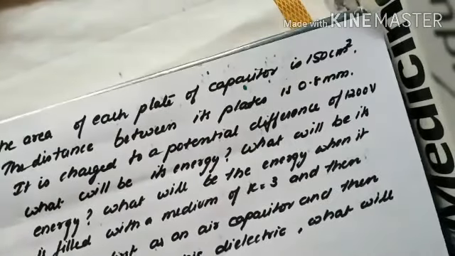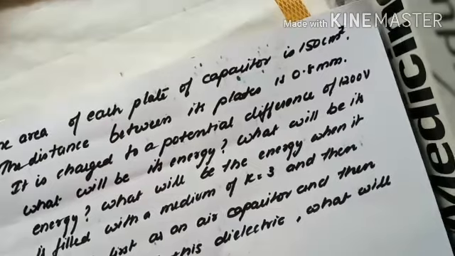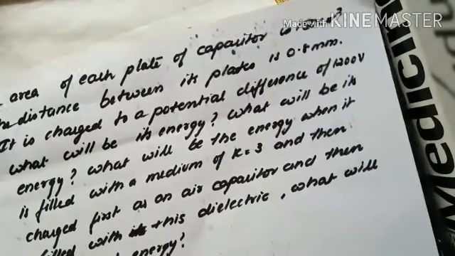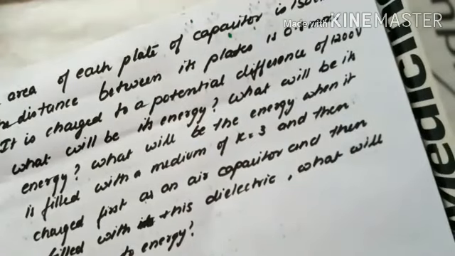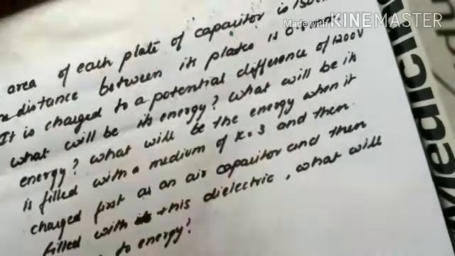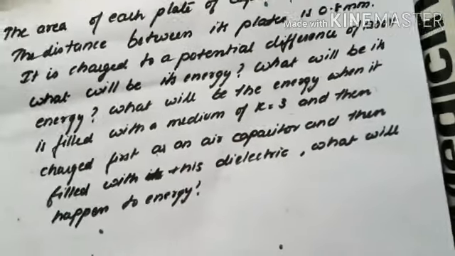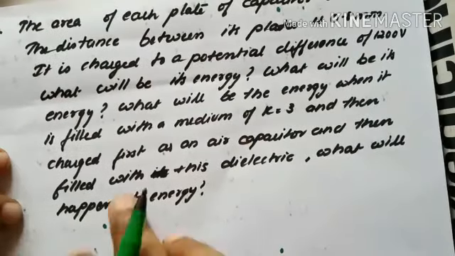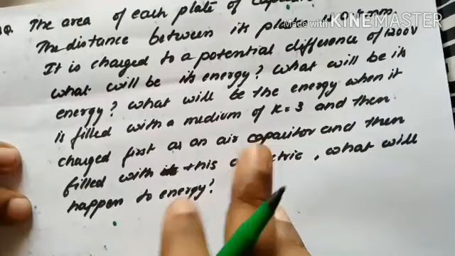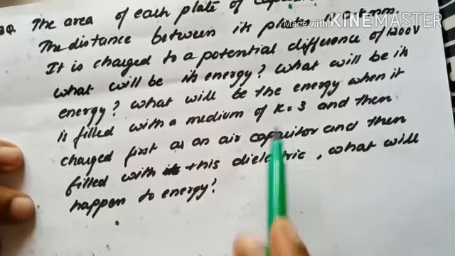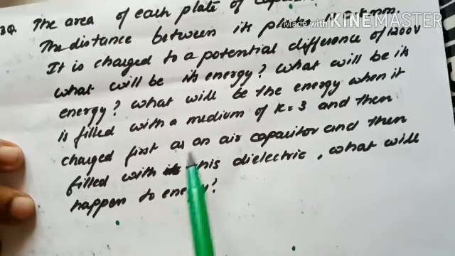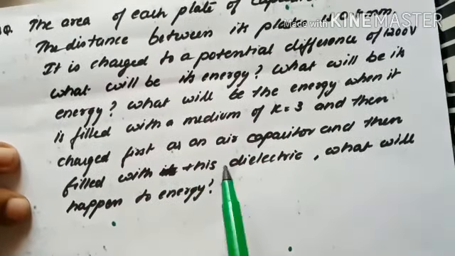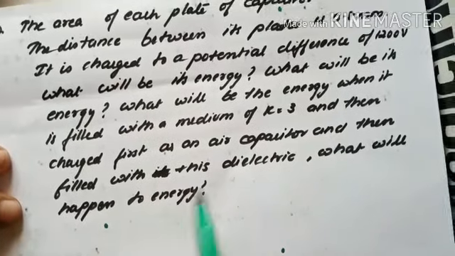The question is: the area of a parallel plate capacitor is given and the distance is also given. It is charged to a potential difference of 1200 volt. What will be its energy when it is filled with a medium of K equal to 3? That is a dielectric medium, and it is charged first as an air capacitor, and then filled with this dielectric. What will happen to the energy?